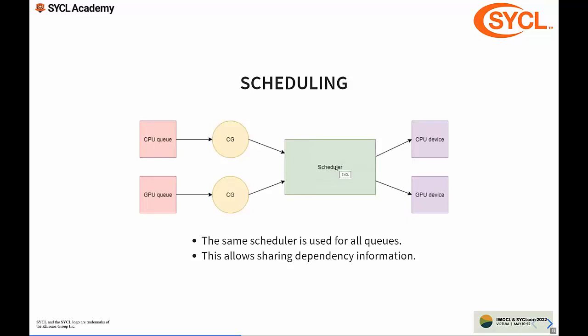So obviously there should be a mechanism to express these dependencies, right? Data dependencies between kernels, we will talk about it. But one more note, the same scheduler is used for all the queues. So that's how the sharing of dependency information is possible, right? The scheduler actually knows about it. In the DPC++ implementation, we even have an option to print the graph which is built itself and get this information at runtime.